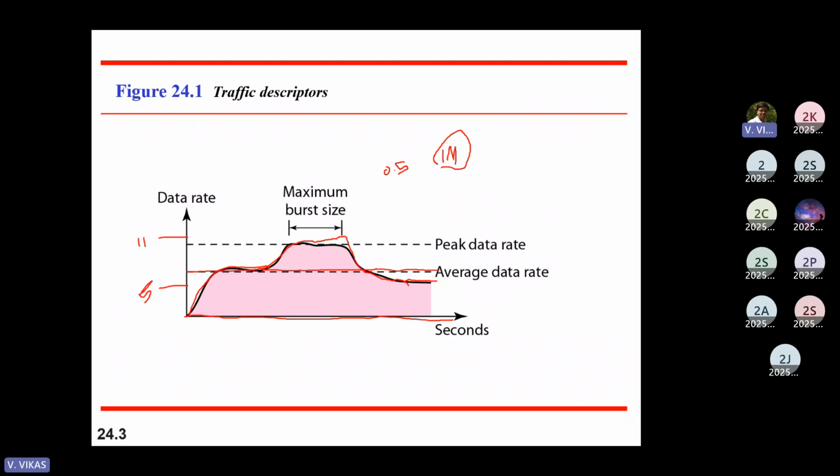In addition to these three, we also have something called effective bandwidth. Effective bandwidth means we talk about average data rate, peak data rate, and maximum burst size. But what is the effective bandwidth that the network is trying to allocate for you? That is calculated based on all three parameters. Considering all these things, the network is trying to allocate some effective bandwidth. So that is about traffic descriptors.